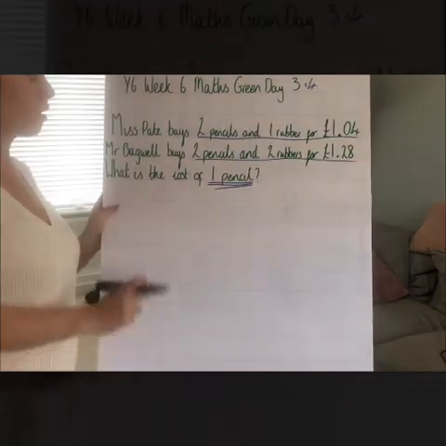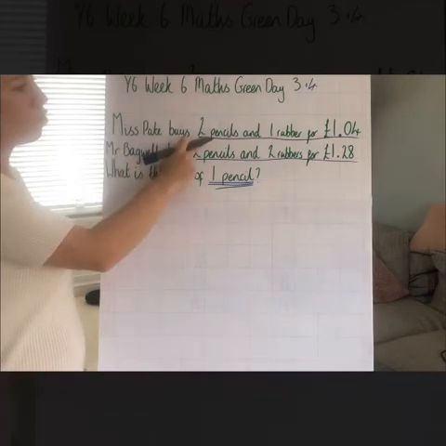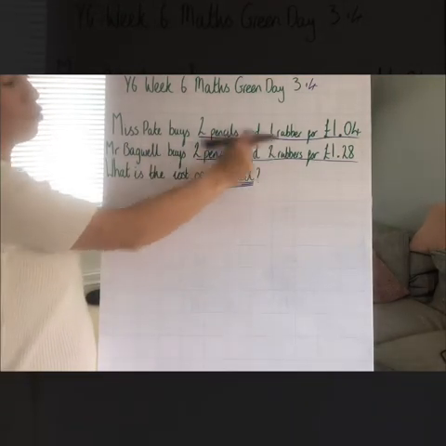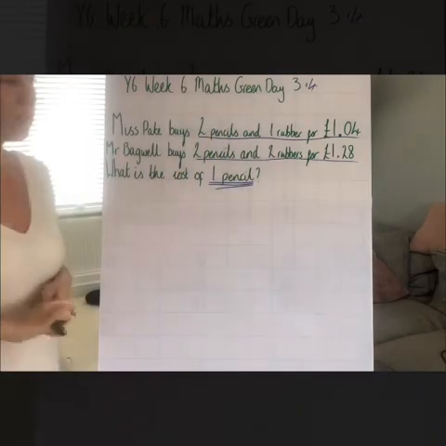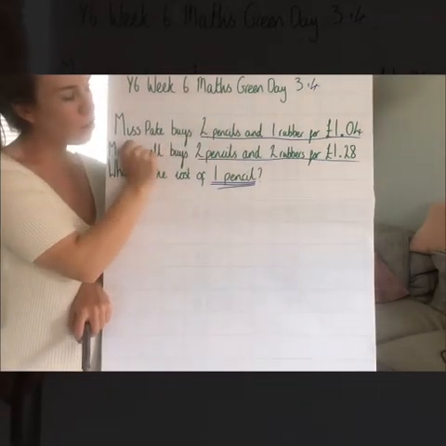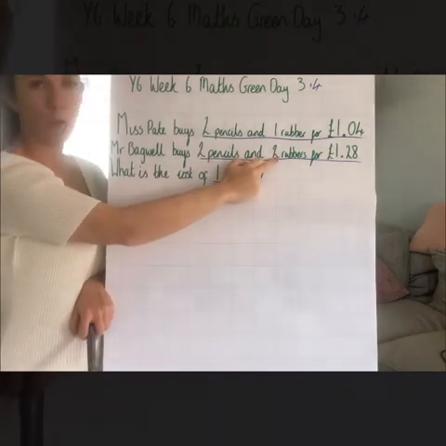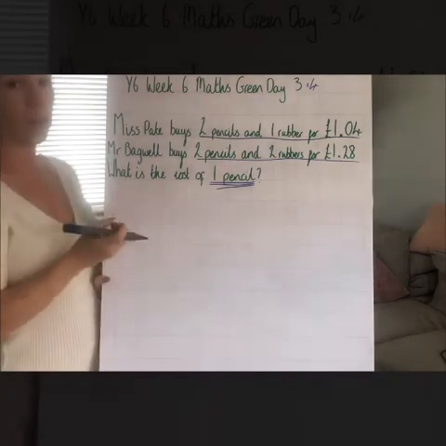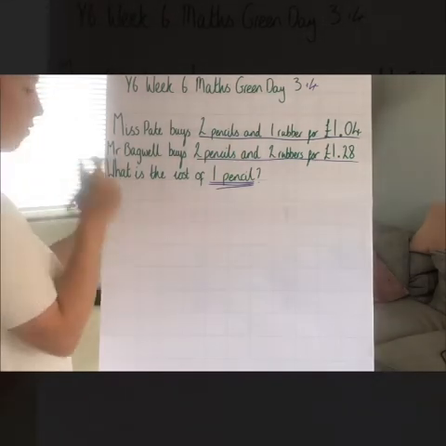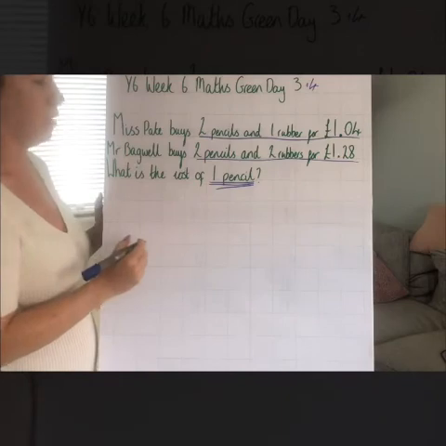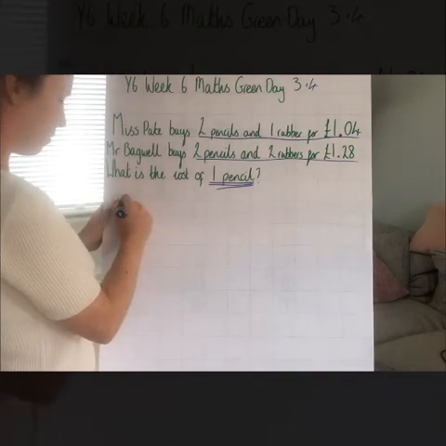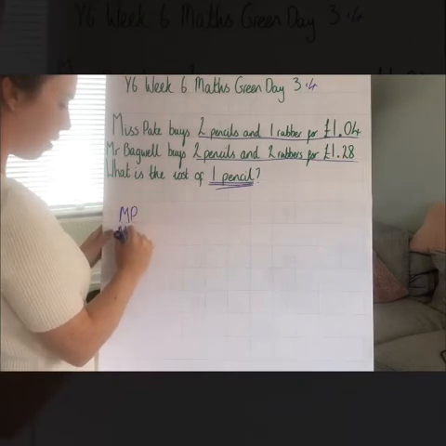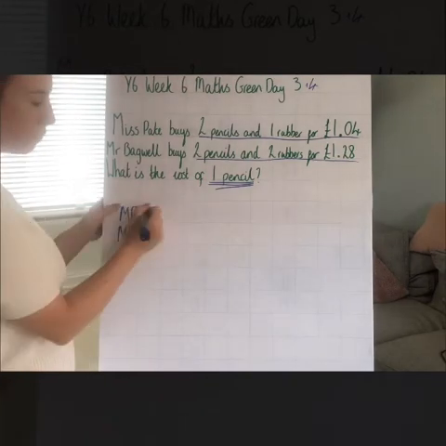So, I'm going to look at what Miss Pate's bought. I've bought 2 pencils and 1 rubber. Mr Bagwell's bought 2 pencils and 2 rubbers. So the difference between what we've both bought here is Mr Bagwell has bought 1 extra rubber, okay? And you've got a nice diagram on your worksheet. I'm not very good at art, but I'll draw Miss Pate and Mr Bagwell, because you would have a nice image in your problem solving.